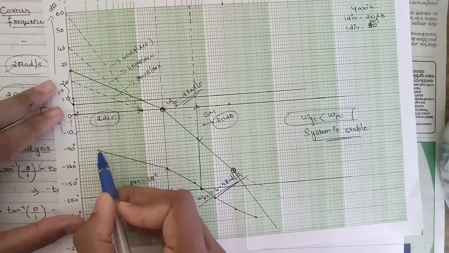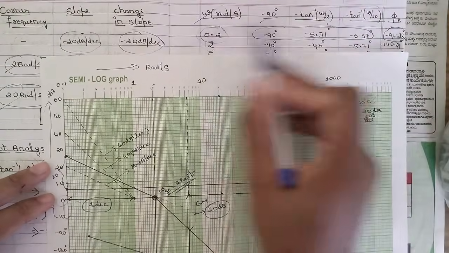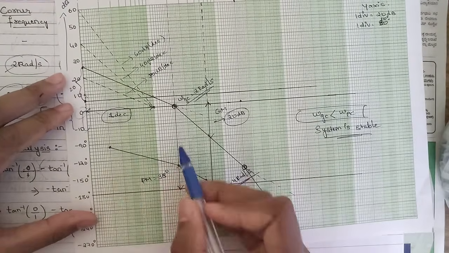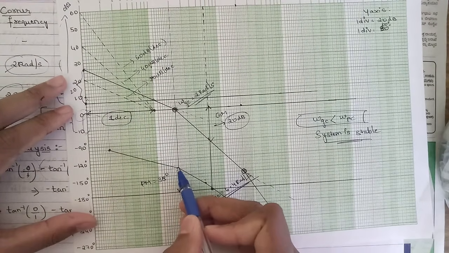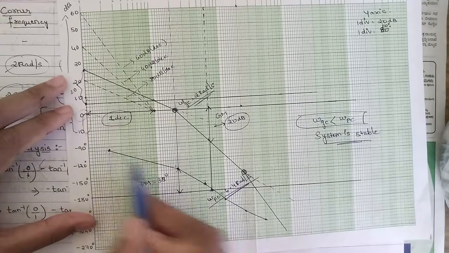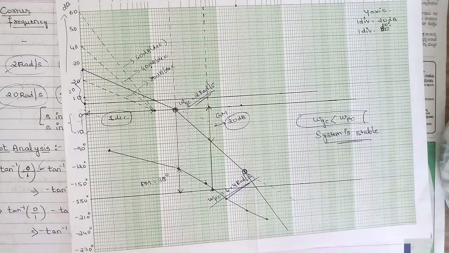Then mark the frequency versus angle graph. For 0.2 the angle is 96.28, mark it here. Then for the next frequency, it is 2, mark the angle like this, mark the points like this, and then join those points using a scale, okay. So that we would be getting the phase plot analysis.